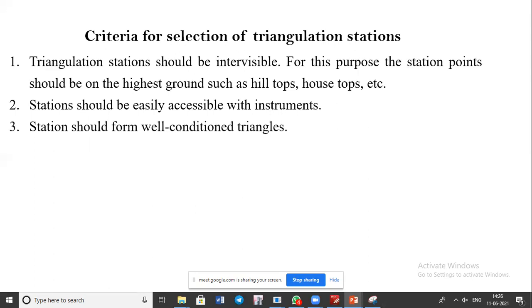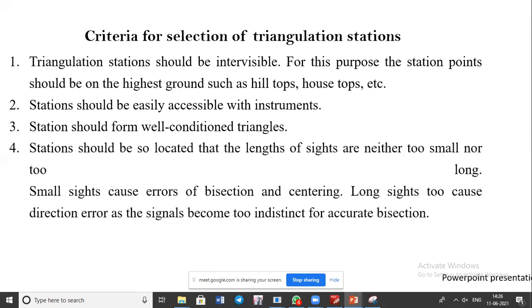Correspondingly, the stations should be well conditioned, or we can call it well shaped triangles. What do you mean by that? The triangle should be either isosceles with base angles of about 56 degrees, or equilateral, which we are going to see in detail. The fourth point is that stations should be so located that lengths of sides are neither too small nor too long, as small sides cause error of bisection.